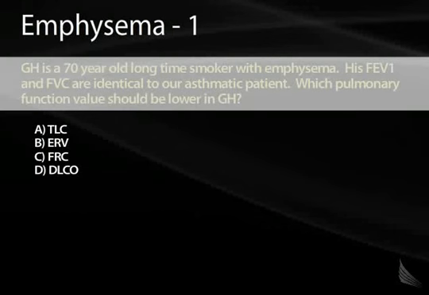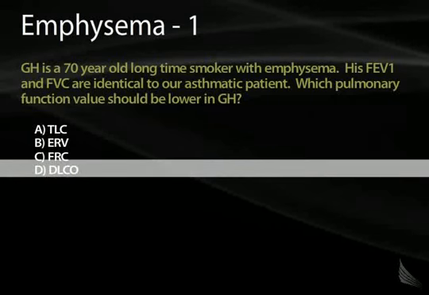GH is a 70-year-old longtime smoker with emphysema. His FEV1 and FVC are the same as our asthmatic patient. What pulmonary function test would we expect to be lower in GH? If GH has emphysema, we know that he's lost alveoli. He's lost some of the elastic connective tissue. So we would expect his diffusion capacity to be lower, his DLCO, and D is the correct answer. His FRC we would expect to be higher because of the loss of elastic recoil pressure of the lung.